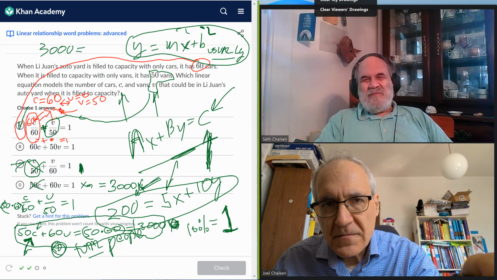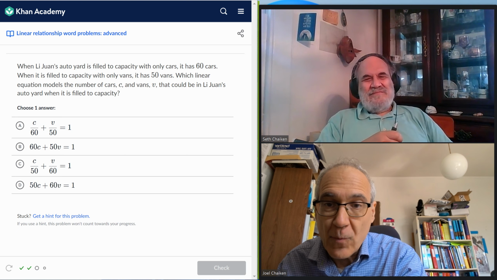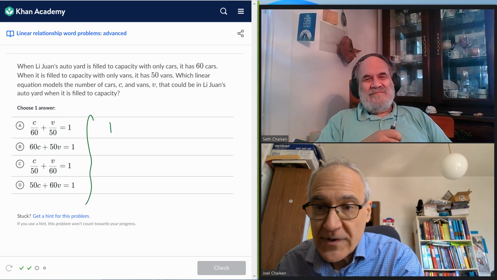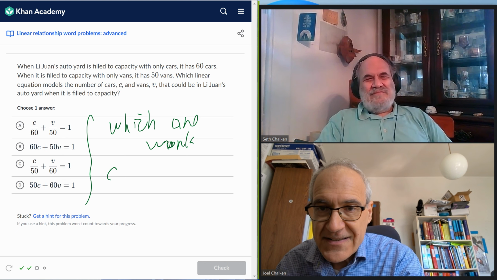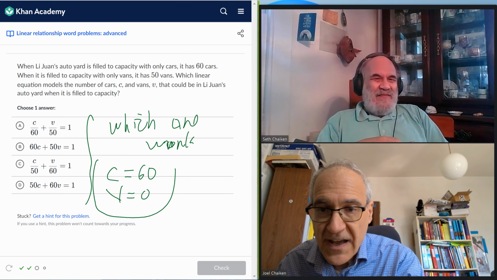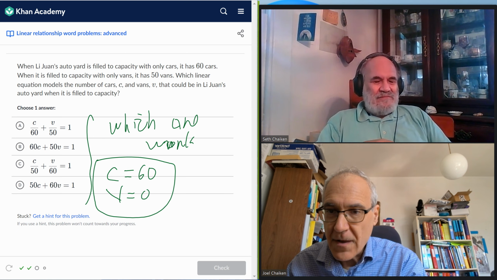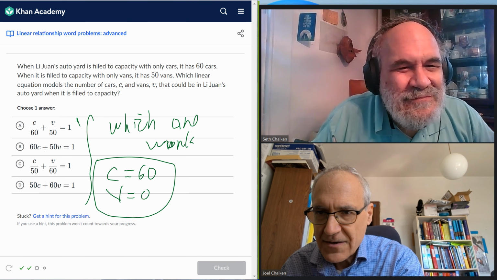Why don't we just stop talking about the theoretical? Let's say you don't realize it's a trade-off problem, or you just come into it and don't really understand it quite yet. You could just see which equation works, and only one works, right? Like when C is 60, V has to be 0. Just test it. See which one works, right? And the only one that works is A. Isn't that correct?